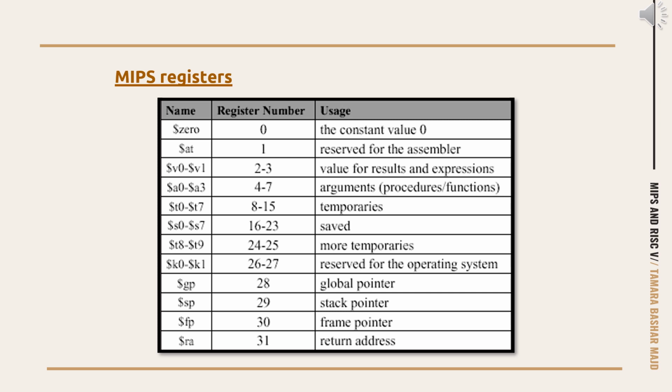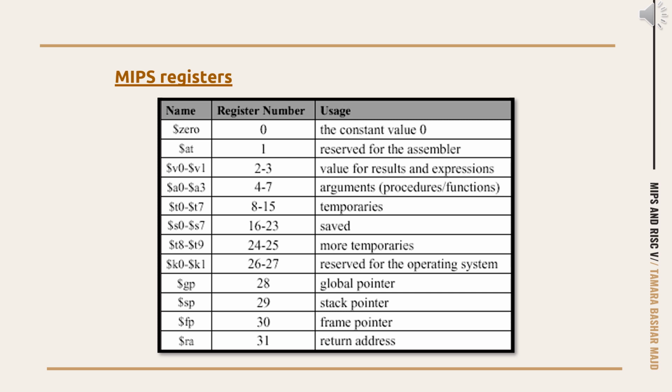The following 4 registers, named A0 to A3, are used for arguments, procedures, and functions. The following 8 registers, named T0 to T7, are reserved for the use of temporary values. Registers numbered 16 to 23 are used for saved values. And the next 2 registers, numbered 24 to 25, are used for more temporary values.